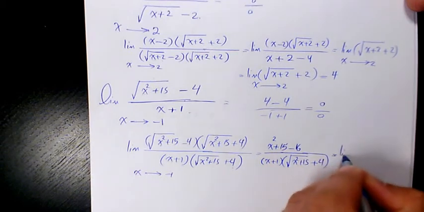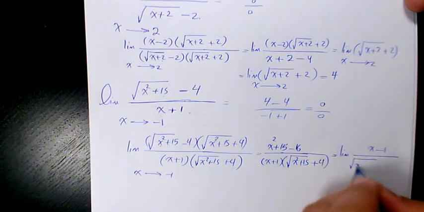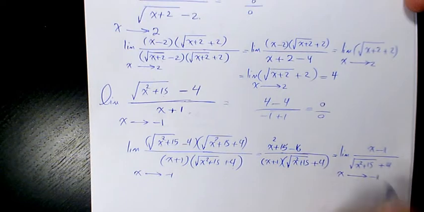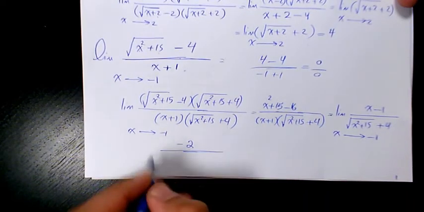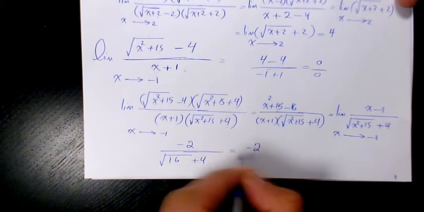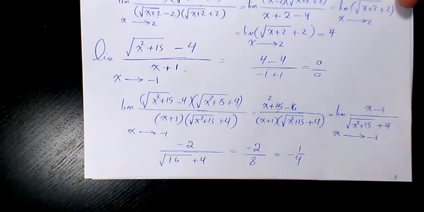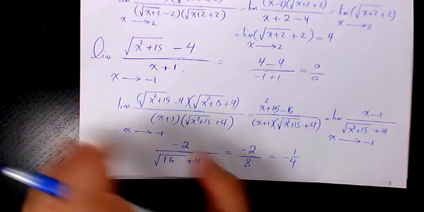It is going to be limit of x minus 1 over square root of x squared plus 15 plus 4 when x approaches negative 1. That's going to be negative 2 over 16 plus 4, which is going to be negative 2 over 4 plus 4. That's going to be 8, which is going to be negative 1 over 4 is the answer.